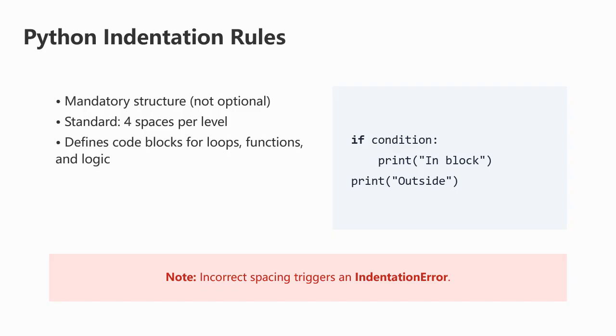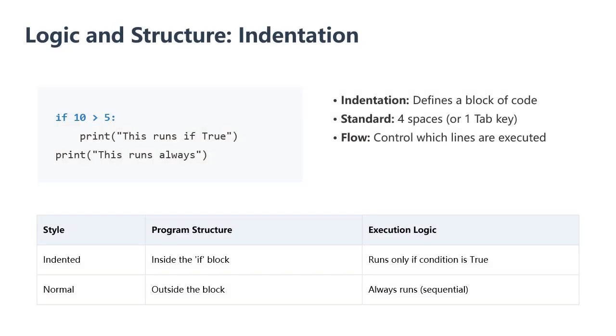Next, let's head over to the playground to practice this. Look at this snippet. If 10 is greater than 5. In Python, indentation defines a block of code. If the condition is true, Python runs everything inside that indented block. The standard practice is to use 4 spaces for every level of indentation.